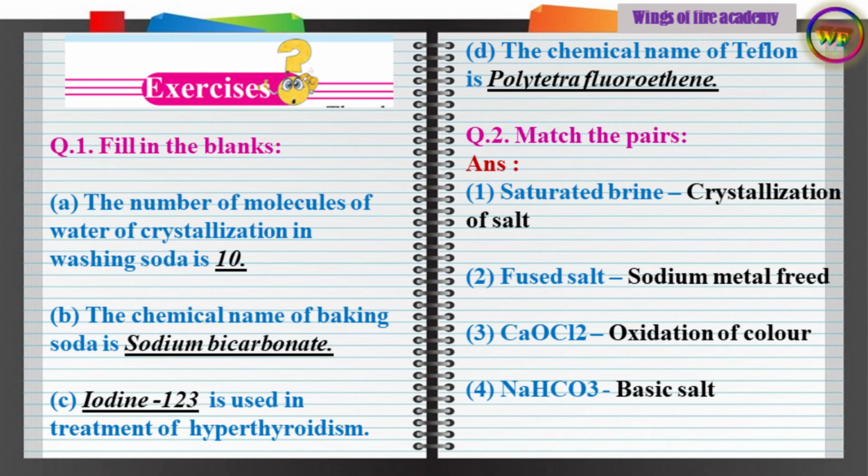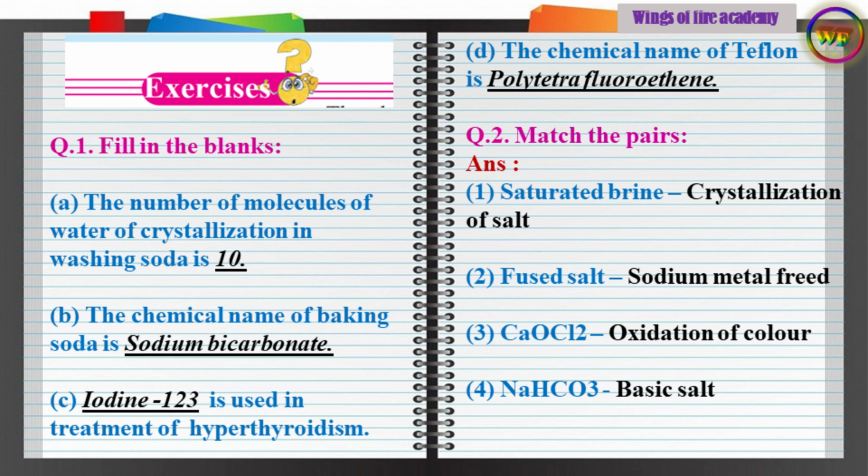Question 1. Fill in the blanks. A. The number of molecules of water of crystallization in washing soda is 10. B. The chemical name of baking soda is sodium bicarbonate. C. Iodine-131 is used in treatment of hyperthyroidism. D. The chemical name of Teflon is polytetrafluoroethene.